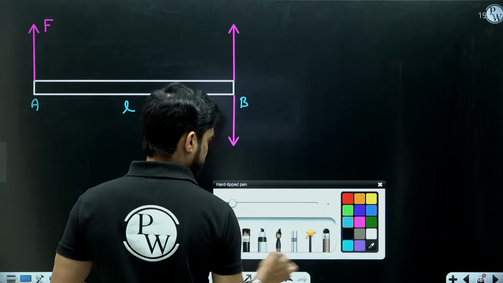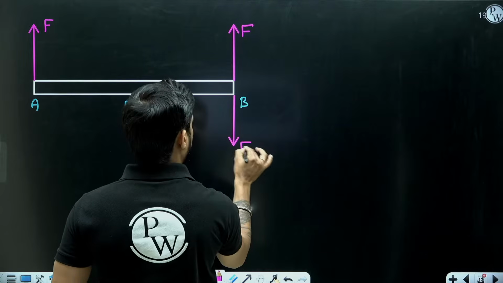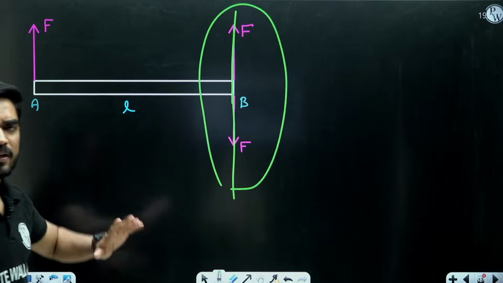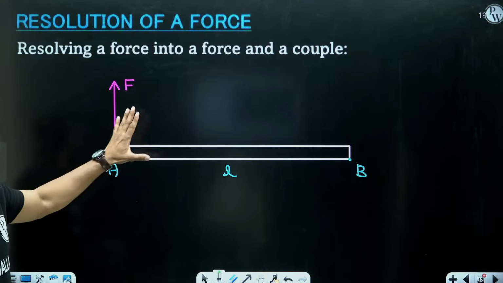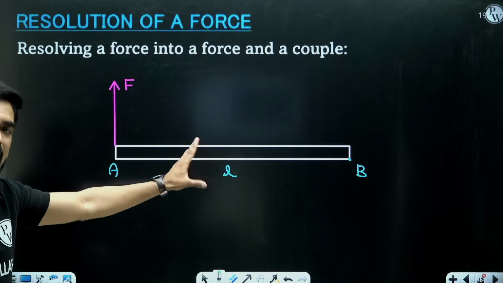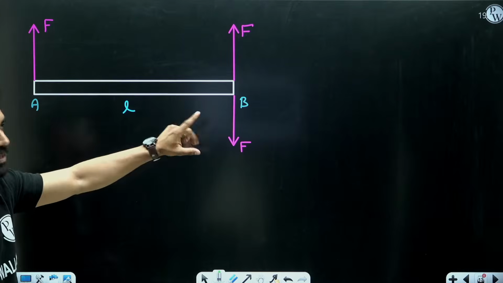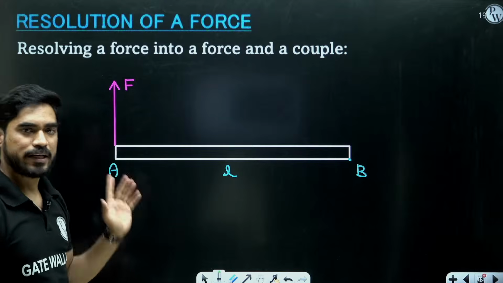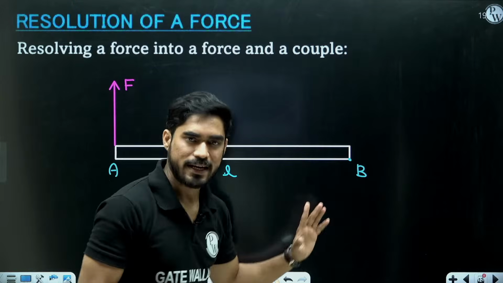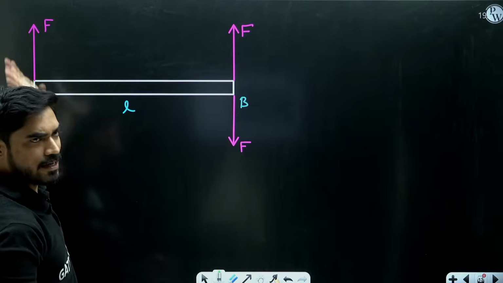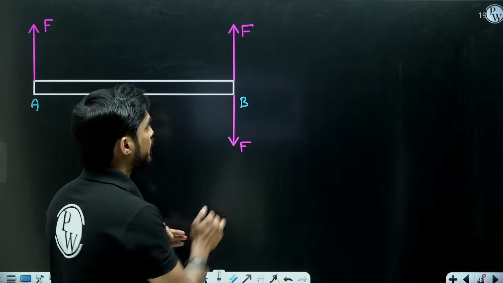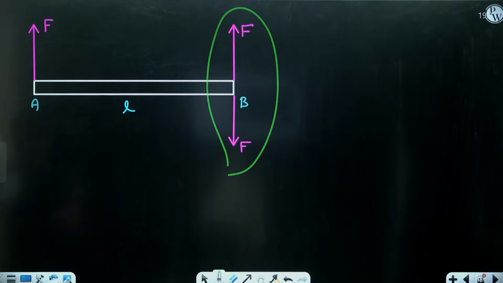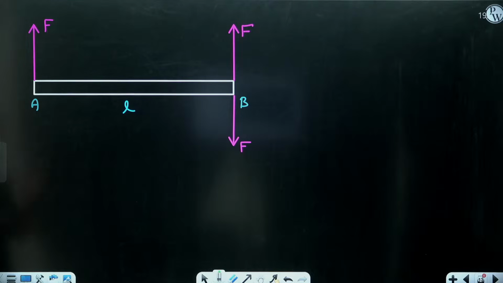Now understand this. When I apply equal and opposite forces like this, they are cancelling each other. So I am not disturbing the effect of this force on the body. It will have the same effect. Right now also it has the same effect. Why? Here there was a force F at point A and there was no force at point B, right? Now also there is a force F at point A and there will be no force at point B because they will cancel each other. So the effect will still remain the same.